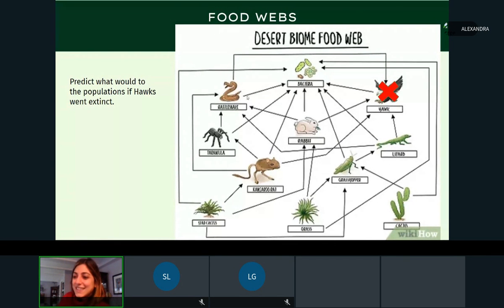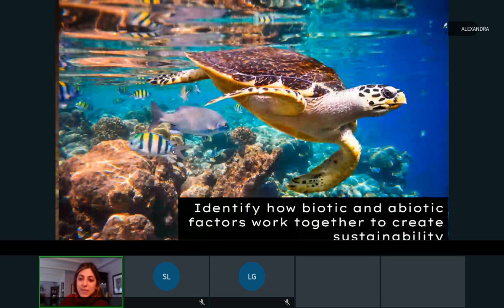Good. Okay, let's take a look at this next one. So now we've been talking about how living things impact each other. But now let's take a look at this picture. How do biotic and abiotic factors work together to create sustainability? Now we want to take a look at living things working together with non-living things.